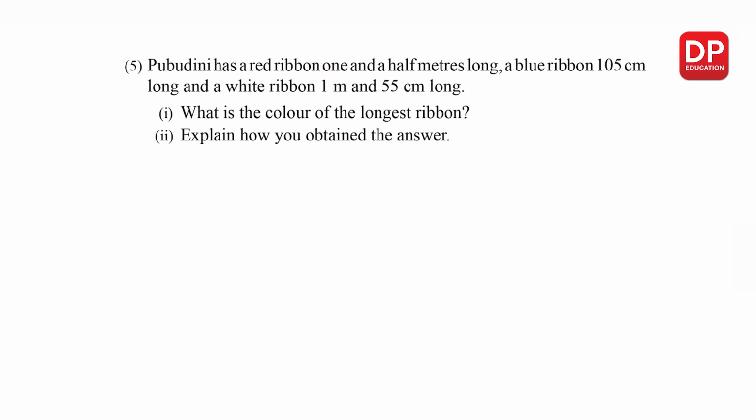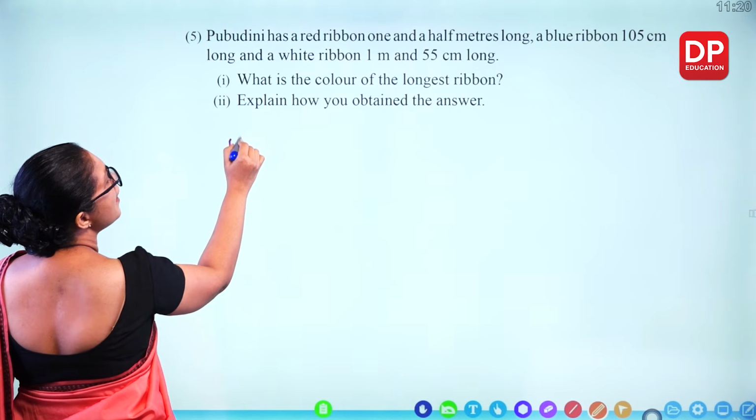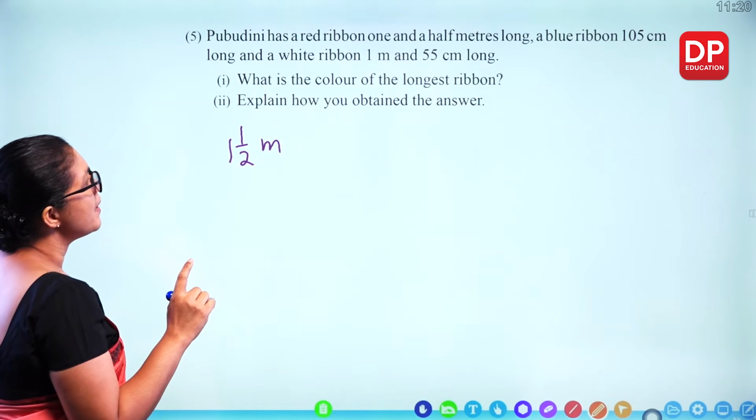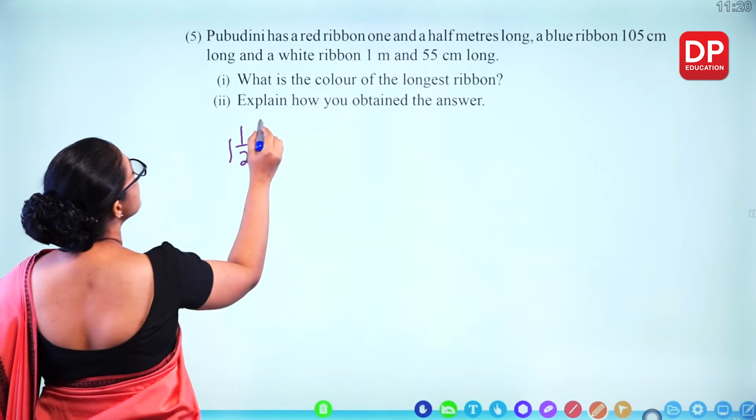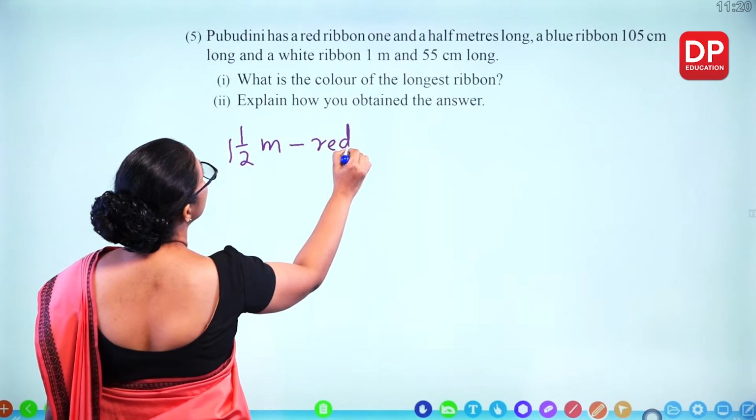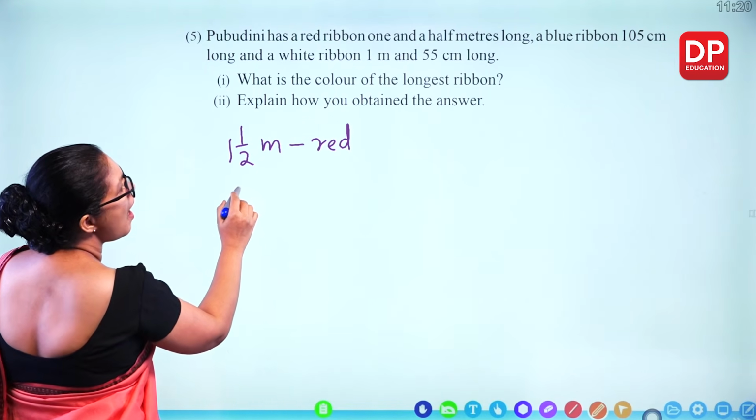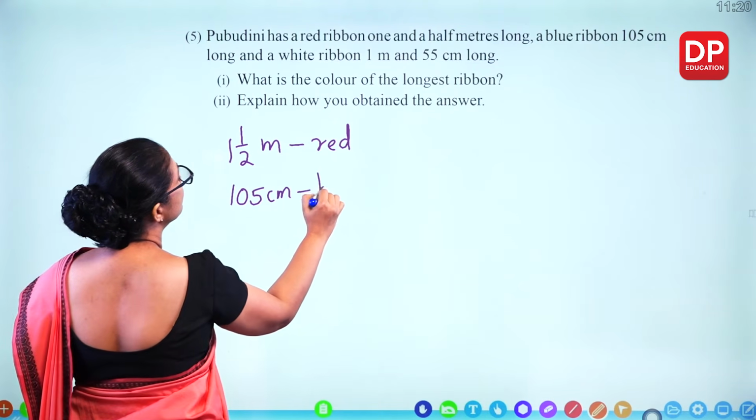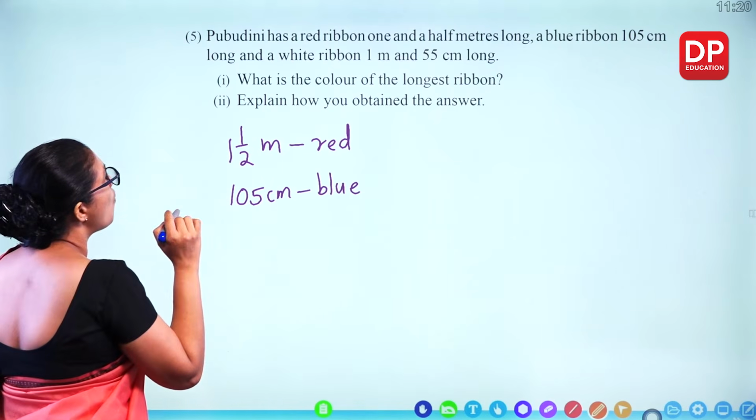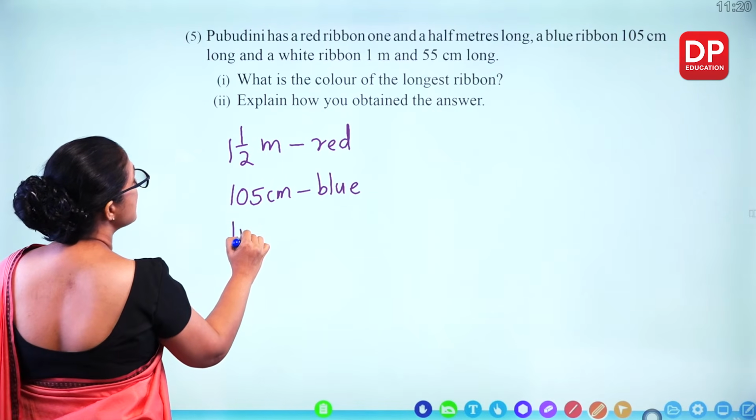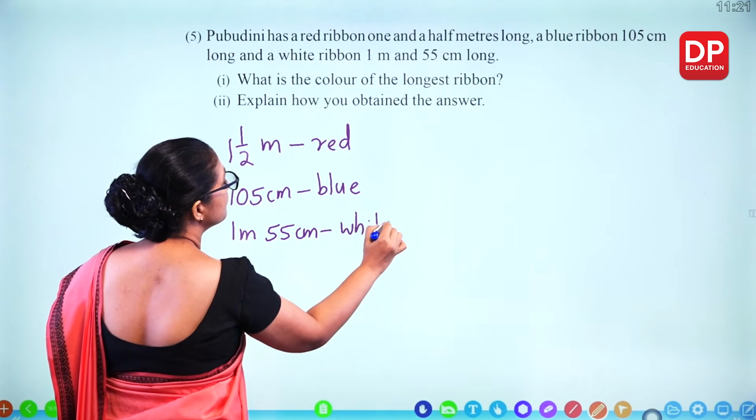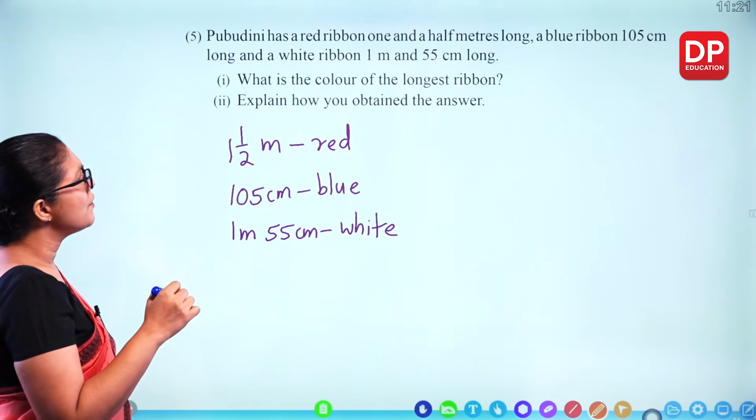Pubudini has a red ribbon 1.5 meters long. A blue ribbon, 105 centimeters. White ribbon, 1 meter 55 centimeters. What is the color of the longest ribbon?